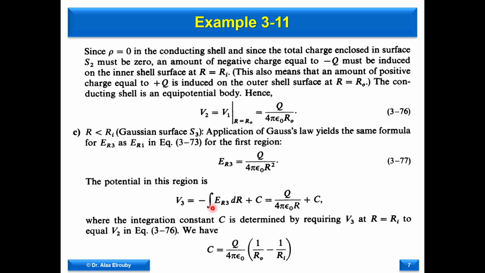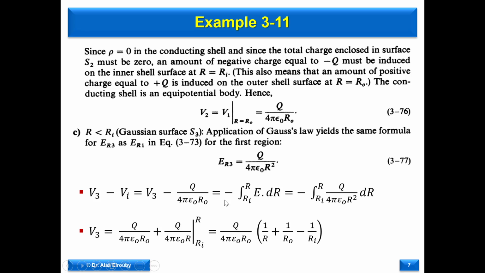Let me write this in a better way. Okay, so in region number 3 we have the electric field with this expression. In order to find the electric potential in region number 3, we can apply this expression: V3 minus V at Ri. Vi is the potential at the radius Ri. Why are we choosing Ri? Because it is a known potential at the boundary between region 2 and region 3.